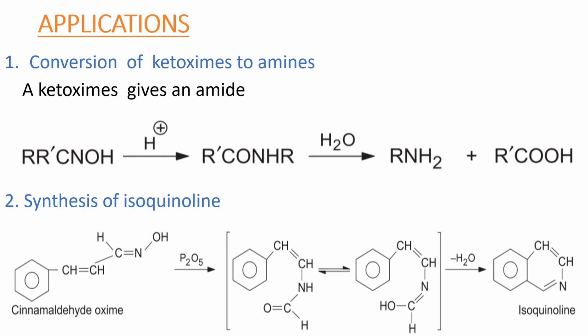Synthesis of isoquinoline. Here, cinnamaldehyde oxime, upon treatment with phosphorus pentoxide, undergoes rearrangement to give this intermediate, and then the loss of water molecule, that is the condensation reaction, takes place to give an isoquinoline, where the isoquinoline is a nitrogen containing heterocyclic compound which is fused with the benzene ring.